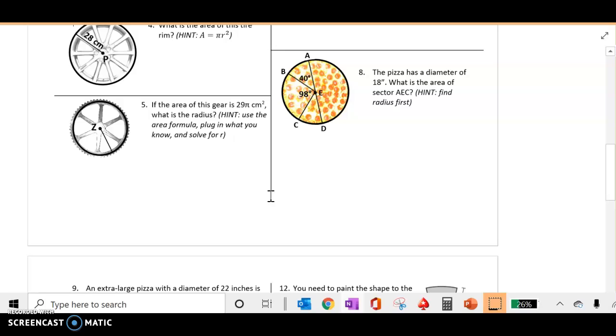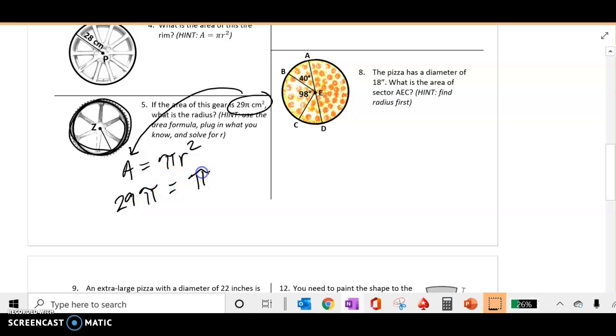All right, let's go down to number 5. Here we go. If the area of this gear is 29 pi centimeters squared, what's the radius? It's just talking about the whole area of the whole thing, which is a full circle. So we know that the area of a circle is pi times radius squared. They're giving us the area, so I'm going to plug that in for the area portion of the formula. So I'm going to say 29 pi equals pi times radius squared. And then it says, what's the radius? So I'm just going to solve for the radius.